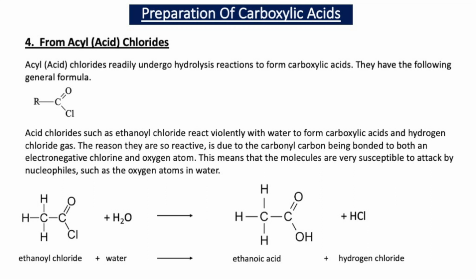Now, when writing a chemical equation, I can either draw out the molecules in full, like I've done here, or I could use shorthand. So I could write ethanoyl chloride as CH3COCl, and I could write ethanoic acid as CH3COOH.